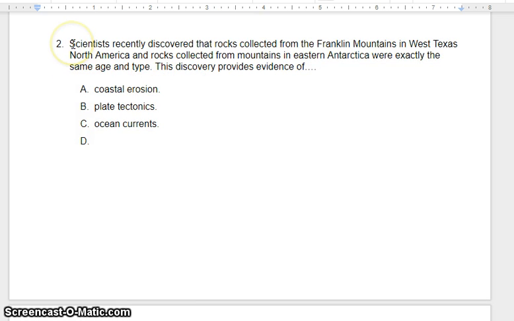Number 2. Scientists recently discovered that rocks collected from the Franklin Mountains in West Texas, North America, and rocks collected from mountains in eastern Antarctica were exactly the same age and type. So 2 different continents, 2 different places. This discovery provides examples of A, coastal erosion, B, plate tectonics, C, ocean currents.